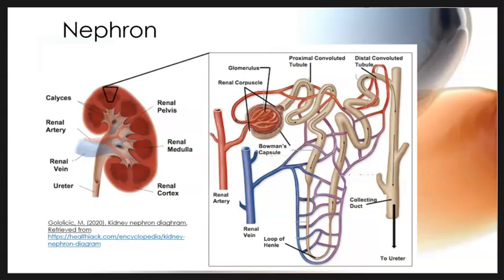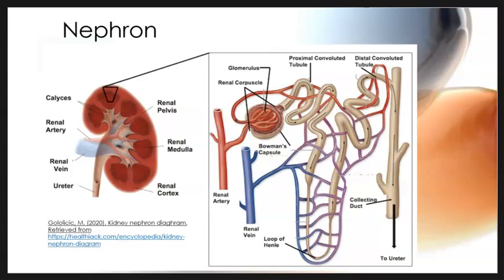So let's talk about the nephron. If we take a close look inside the kidney, we can visualize a nephron, the functional unit of the kidney. You can see it here on the right-hand side when we zoom in. Our nephron is responsible for filtering water-soluble substances from the blood, reabsorption of filtered nutrients, water and electrolytes, and the secretion of waste or excess substances into the filtrate.